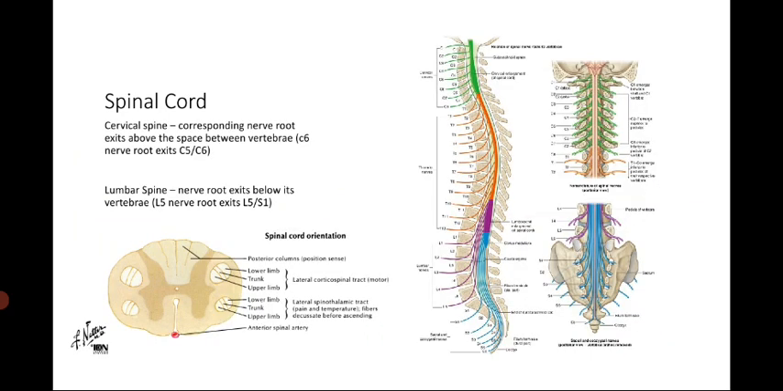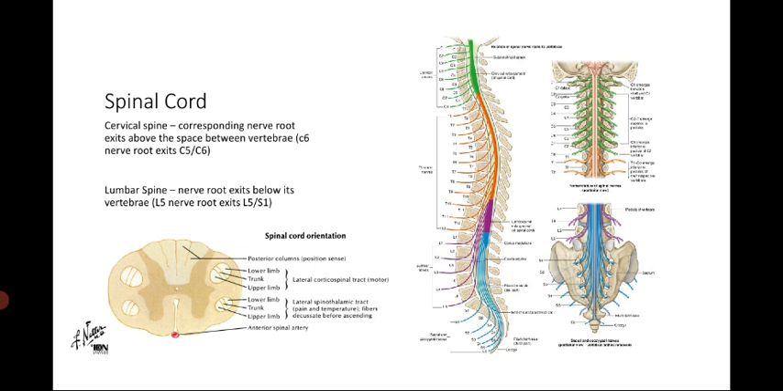Usually, if you notice the levels of the spinal cord, in the cervical spine the corresponding nerve root exits above the space between the vertebrae. So for example, the C6 nerve root exits at the level of C5-C6. When you compare this to the lumbar spine, the nerve root exits below its vertebra. So the L5 nerve root actually exits at the level of L5-S1. You would see those pictures in the rightmost aspect.